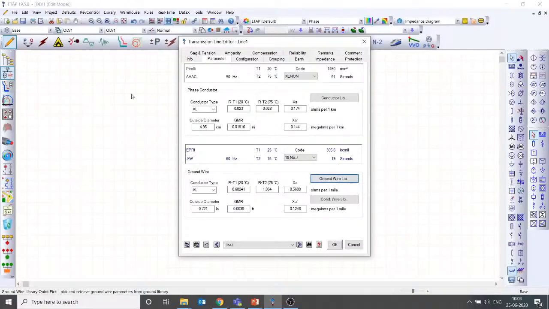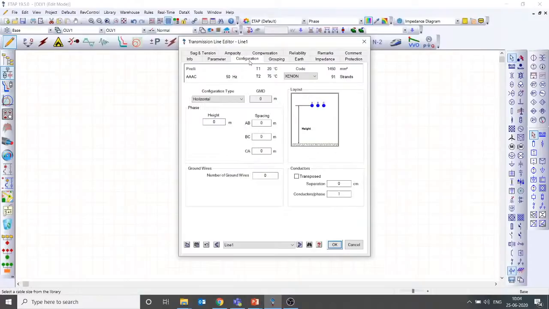So somehow I have selected the conductor size. That means the conductor resistance and the conductor GMR, all this information is available. Similarly, ground wire I have selected. All right. So configuration.